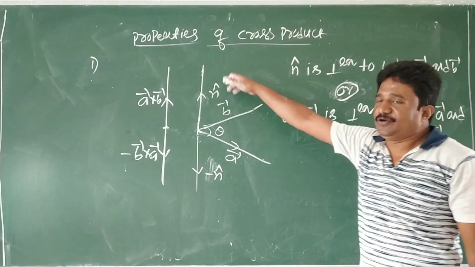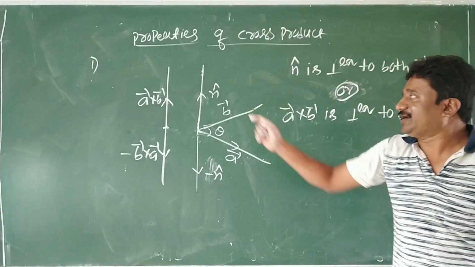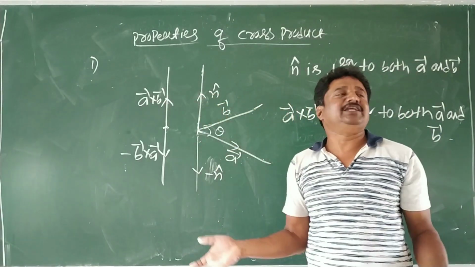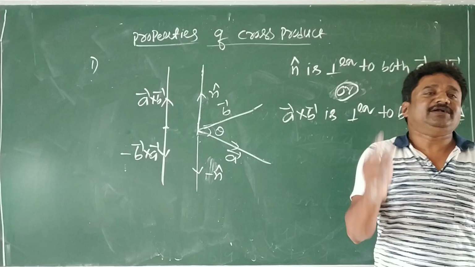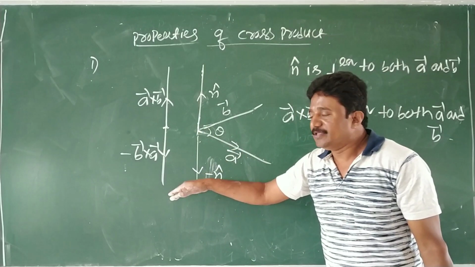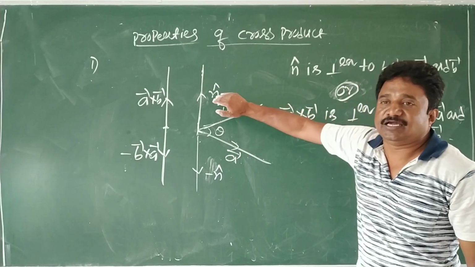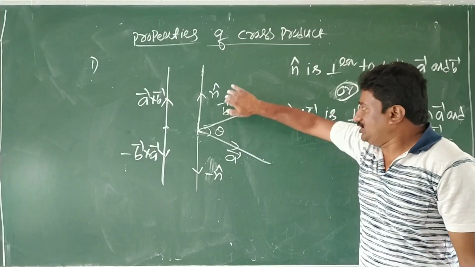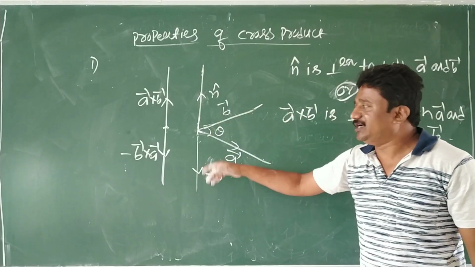It is parallel to n cap. What is n cap? N cap is the unit vector along A cross B. Or directly speaking, n cap is the direction of A cross B. Why this minus, students? The direction is opposite. If the rotation is anti-clockwise, then the direction of A cross B will be upwards. If the rotation is clockwise, then the direction of A cross B will be downwards. That is B cross A.